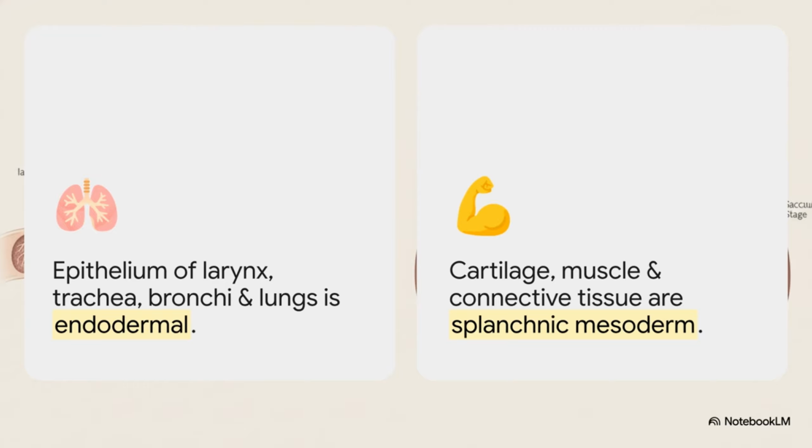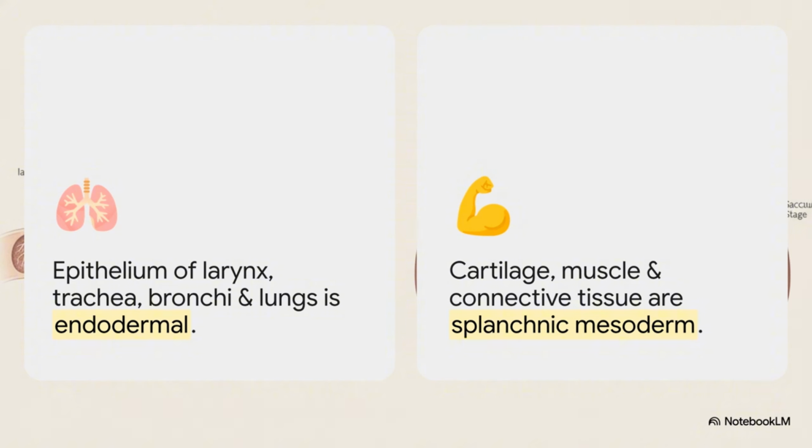Now, because the lung bud pops up exactly where it does, we absolutely have to talk about tissue origins. And listen up, because this is a massively high-yield concept for your board exams. These structures aren't just built from a single embryonic layer. The internal epithelial lining, so think the inner surface of the larynx, the trachea, the bronchi, and the lungs, is entirely endodermal in origin. It takes its cues straight from that foregut connection.